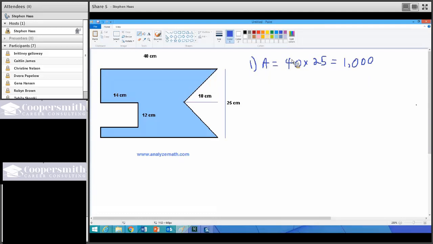Now I have to subtract each of the 2 smaller shapes over here. What is the area of this rectangle here? How do we figure that out? Well, this is also a rectangle, right? So the area is 14 times 12. And 14 times 12, of course, would be 168. Okay, 168.